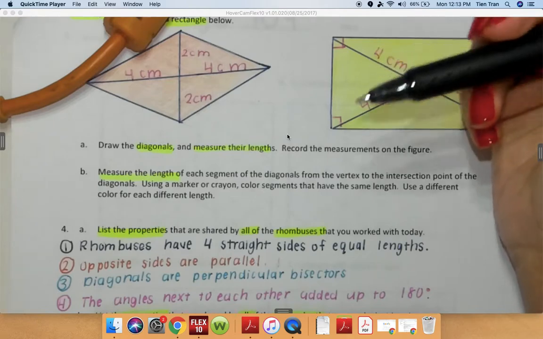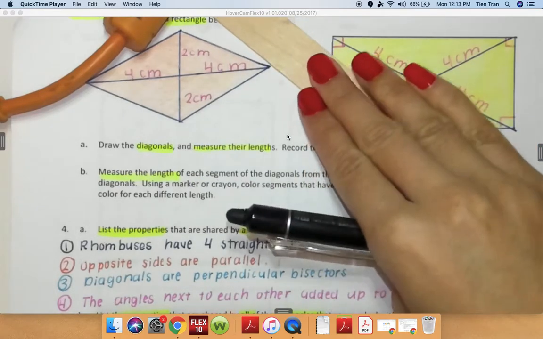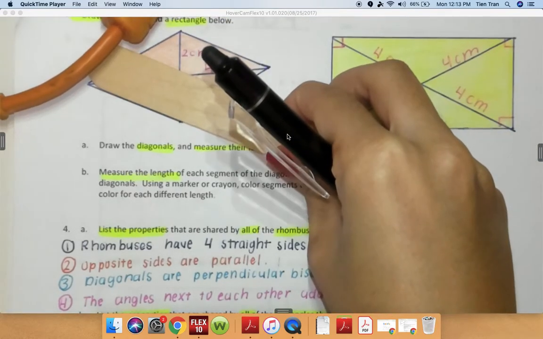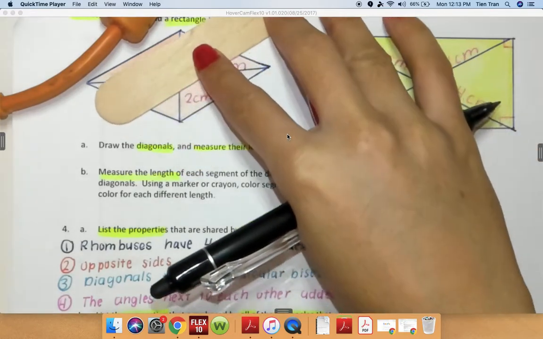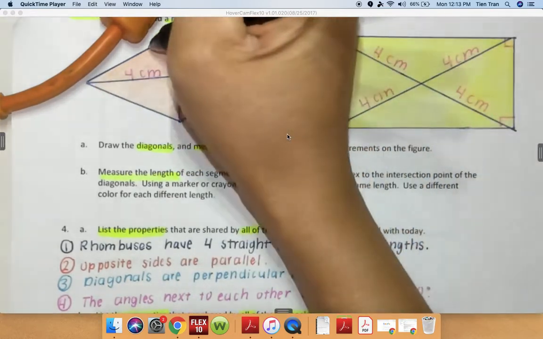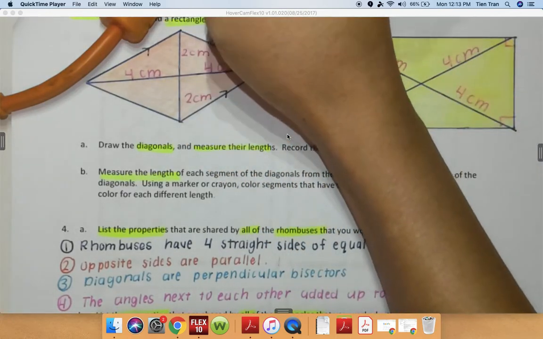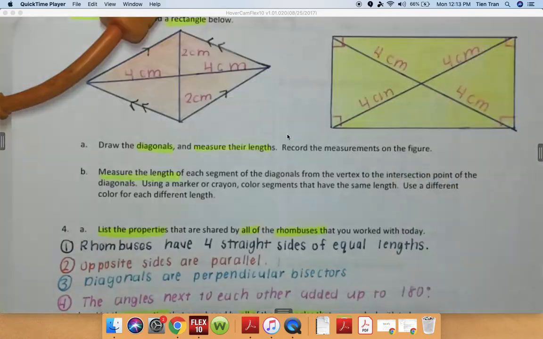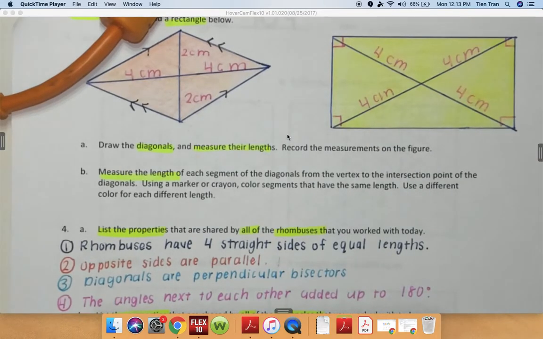2, opposite sides are parallel. And when we talk about parallel, that means that the lines are the same. So imagine if I were to slide this line down, it is parallel to the line across. Same thing over here. This line is parallel to the line across. So they are parallel, and these little arrow marks show that they are parallel to each other. So these lines are parallel to these sides right here. And this side is parallel to this side. Okay?